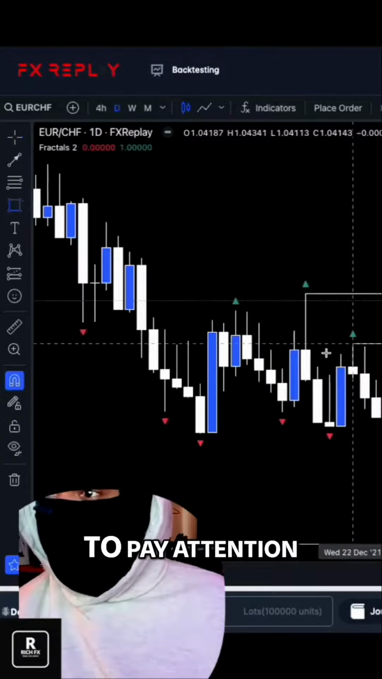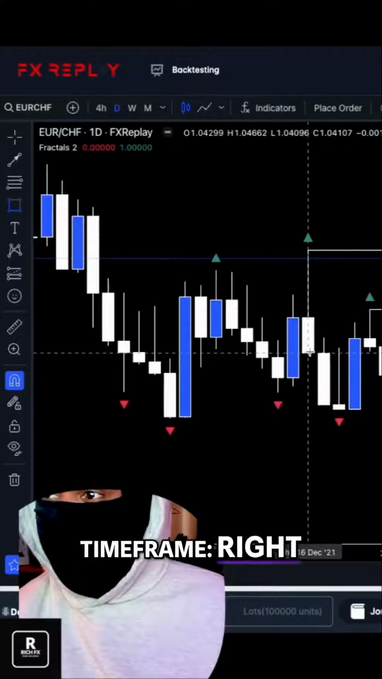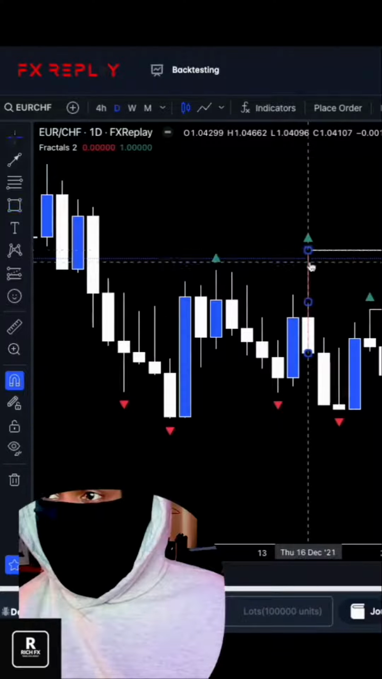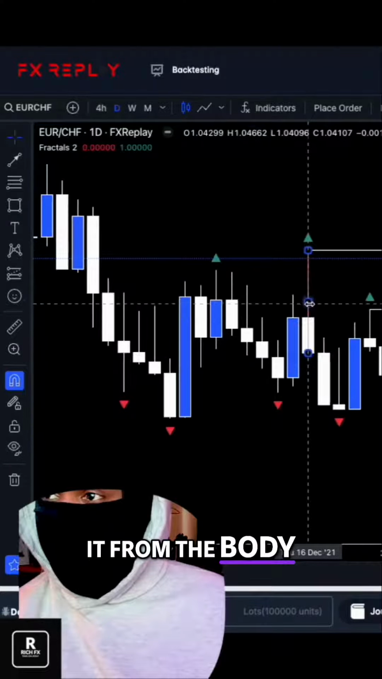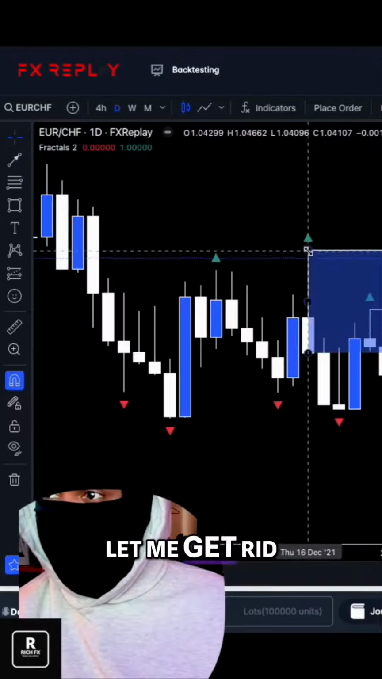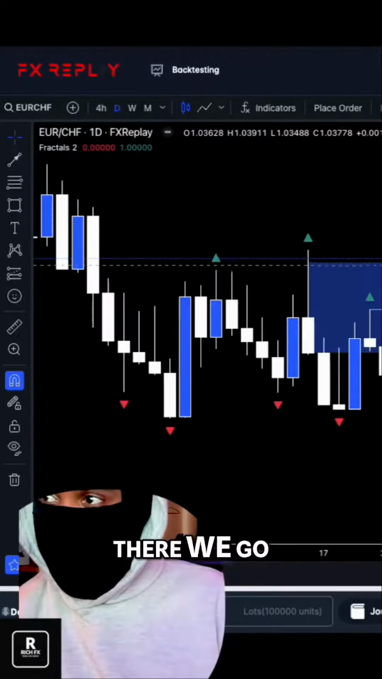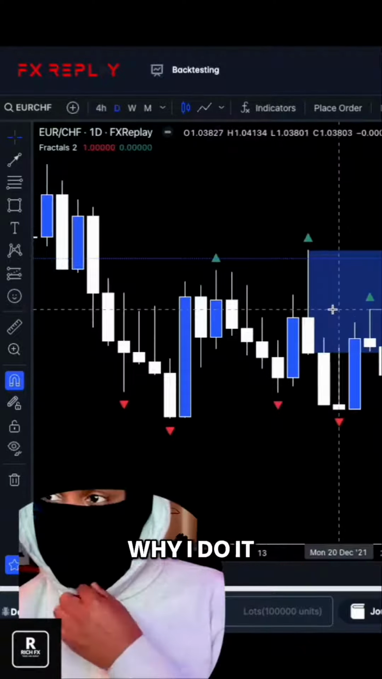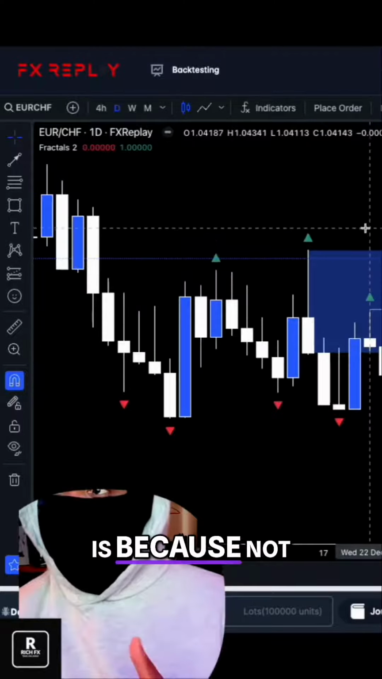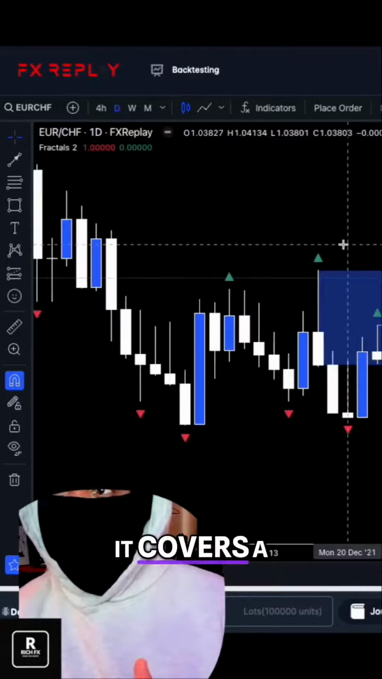So these are the zones that we need to pay attention to. Now, the way I draw my zones, especially when it comes to the daily time frame, I draw it from the body to the wick, like that. Let me get rid of the arrow. There we go. So the reason why I do it from the body to the wick is because not only does price cover the wick, when it covers the body and the wick, it covers a certain area.